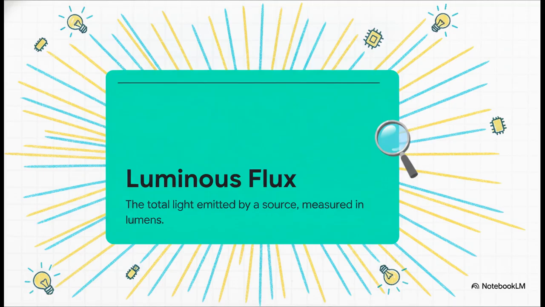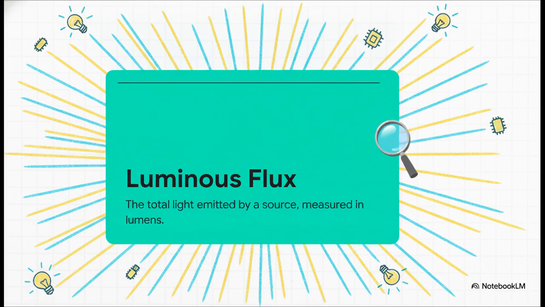First is luminous flux. Put simply, this is the total amount of raw light emitted by a source in all directions, and we measure it in lumens. When you want to know the absolute raw light output muscle of an LED chip before that light is shaped or directed by lenses, you are looking at its luminous flux.